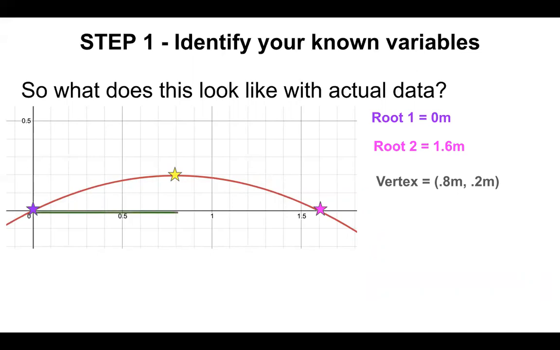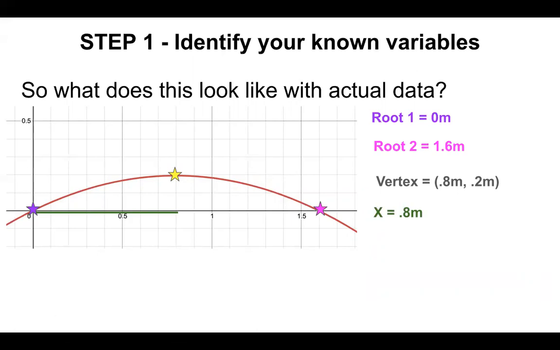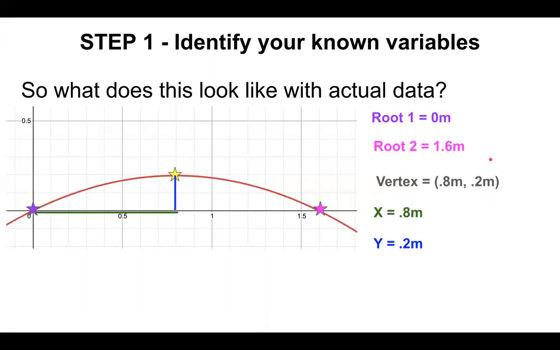So the way I would identify these variables on the assignment is my x is equal to 0.8 meters, because that's how far away it was from the beginning point. And you'll also notice that it's half of my root as well. And then the y is going to be 0.2 meters, because that was the maximum height. And just like that, you've already finished step 1, which is identifying your known variables.